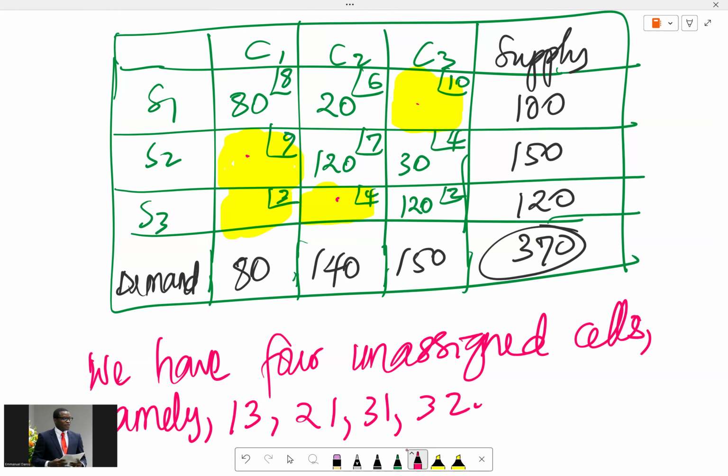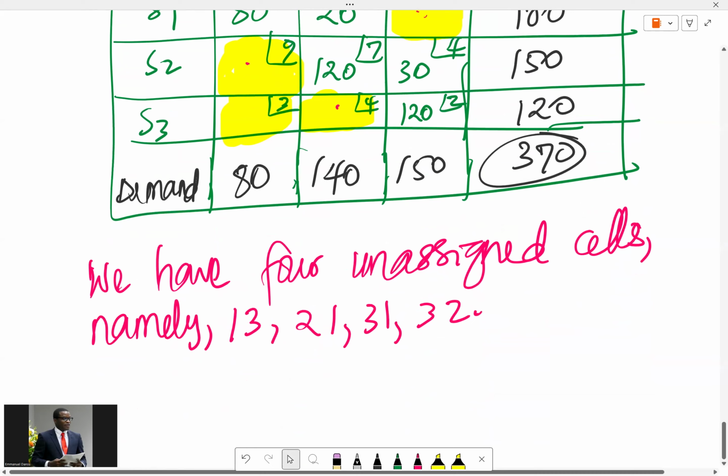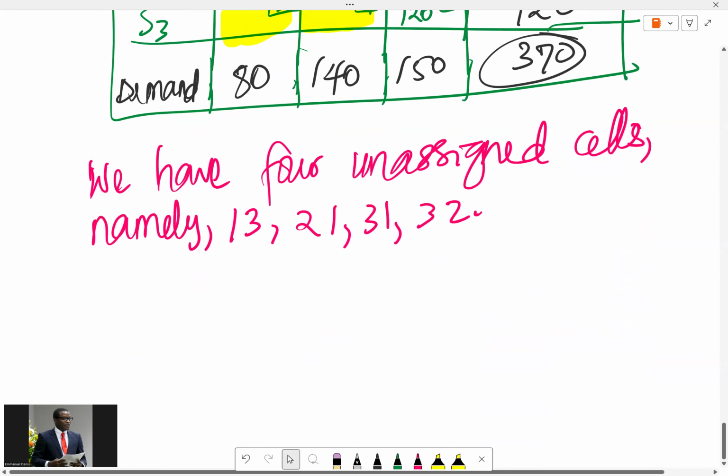So what we are going to do is this. The whole idea of the stepping stone method is that if we take 1 unit of product to any of the cells, is it going to affect the overall, is it going to save cost in any way? And the way to do that is we are going to form closed loops. And that way now we can compute for each cell.